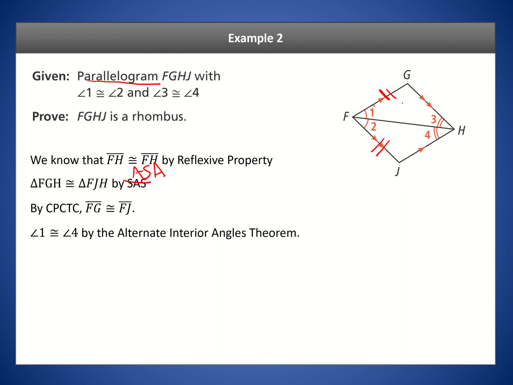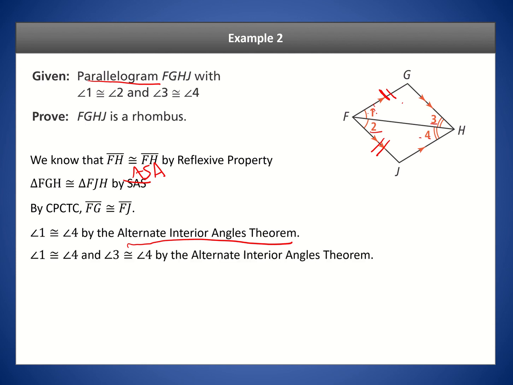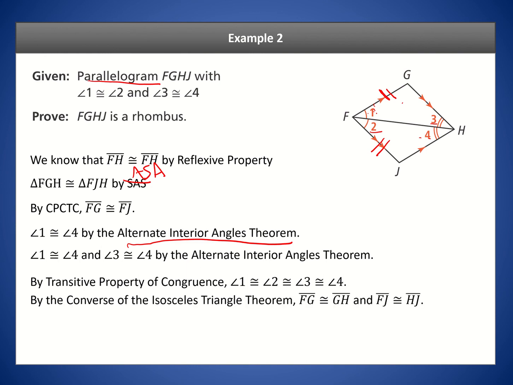And therefore, if I look at these two lines, or let's extend those into lines here, and we look at this transversal, angle 1 and angle 4 are alternate interior angles. They're on opposite sides of the transversal here. So now that we have that visual, we know that they're alternate interior angles, and therefore they must be congruent. Similarly, for 2 and 3, they're alternate interior angles as well. And therefore, by transitive property, they have to be congruent to each other. And so 1, 2, 3, and 4 are congruent.